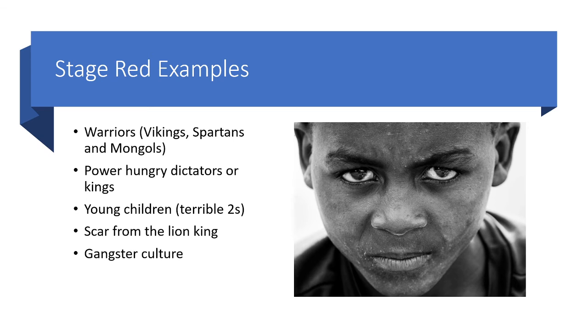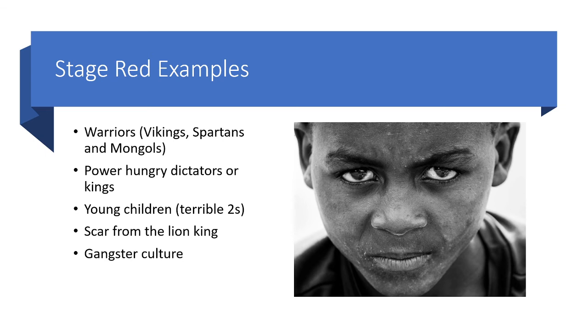So Scar's a good example of a pure red, or a lot of the Disney villains are good pure reds because they just want power for the sake of having power, which is very much what red does. And another example is gangster culture, not the pop culture hip-hop side of things, more so the pure gang of, we're a gang, this is territory, we want to expand our territory and own as much stuff as possible.